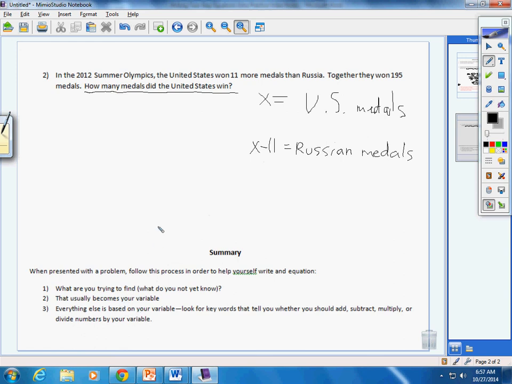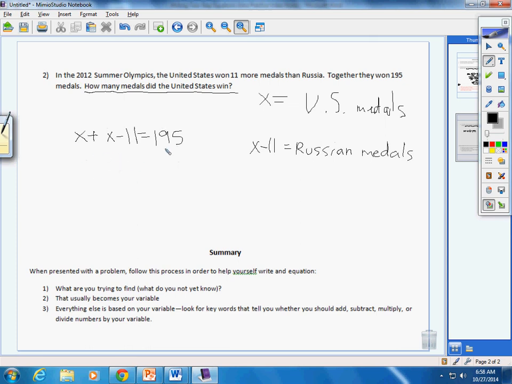Everything else is based on our variable. So our variable is US medals. It says together, both countries won 195 medals. That's a very important piece of information. Together, it means add them together, guys. So take the US medals, add them to the number of Russian medals, and that should equal 195 total medals. And now here we have an equation.